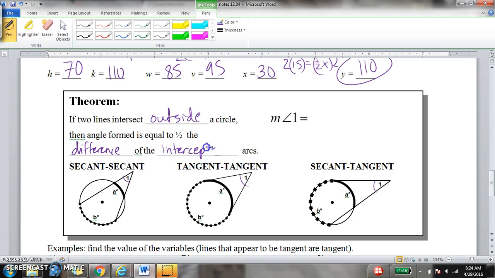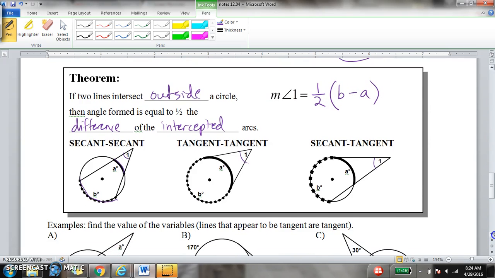So when the lines are intersecting inside the circle, you take the sum of the arcs. When the lines are intersecting outside the circle, you take the difference of the arcs, which means subtraction. So for all of these examples, measure of angle 1, the angle where the lines intersect, is going to equal half of the bigger arc minus the smaller arc, B minus A. So we'll see what that looks like down here.